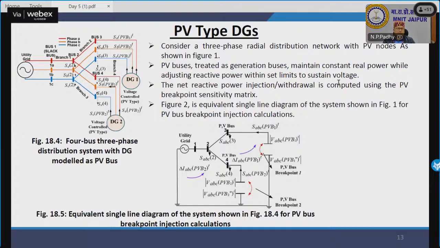I think this is figure 18.4 basically. PV buses are treated as generation buses that maintain constant real power while adjusting reactive power within set limits to sustain voltages. The net reactive power injection or withdrawal is computed using the PV breakpoint sensitivity matrix. The next, figure 18.5, is the equivalent single line diagram of the system shown in figure 18.4 for PV bus breakpoint injection calculations. So in this slide, whenever you read figure 1 and 2, they are basically figure 18.4 and figure 18.5. So this is the equivalent model of the same network.